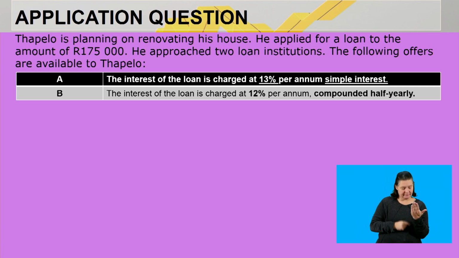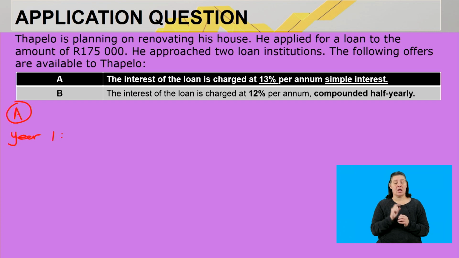All right, guys, let us now look at what is offered at Institution A, right? So label that as A. We know that A represents Institution A. Here we are indicating that the interest of the loan is charged at 13% per annum, simple interest, as indicated there. So it's a period of 2 years, so I'll indicate year 1.